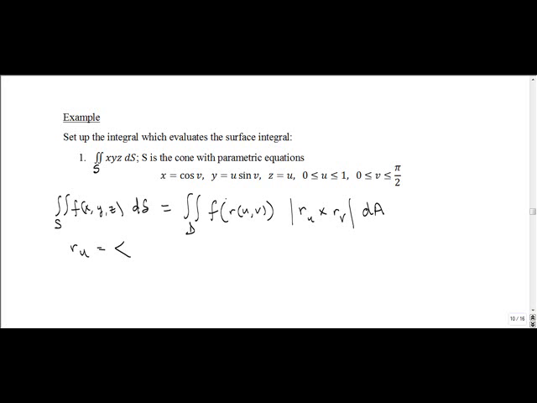Give me 1 minute here. This is supposed to be x equals u cosine v. Insert a u in there for me, please. U cosine v.